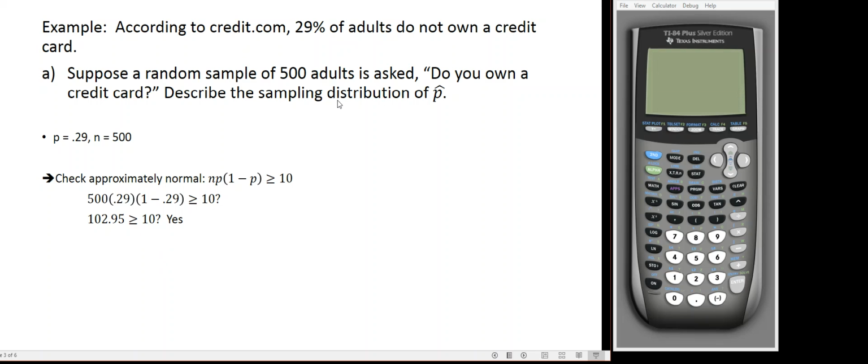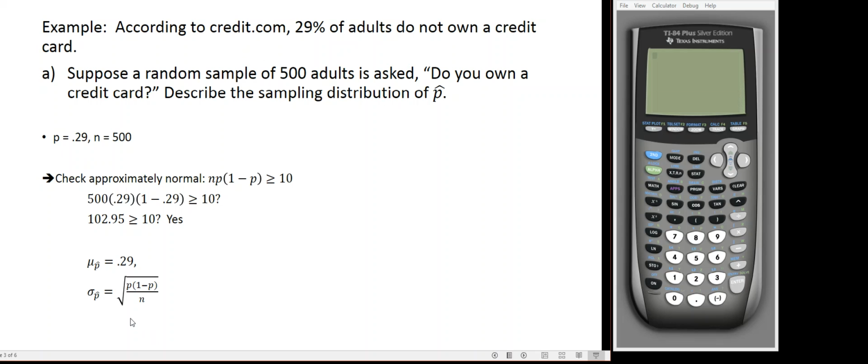If it had said that it was normal in our example, we wouldn't have to check this, but because it didn't, it's really a good idea to do that. Okay, so now we're going to describe the sampling distribution of p hat. So describing it just means get your mean, which is mu sub p hat, which is 0.29 because that's just p, which we found up here, that was given.